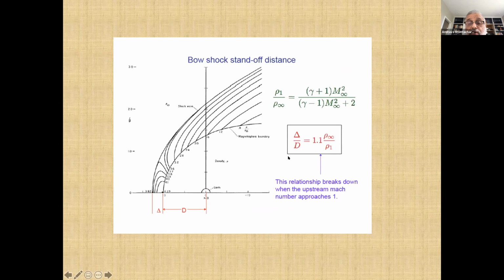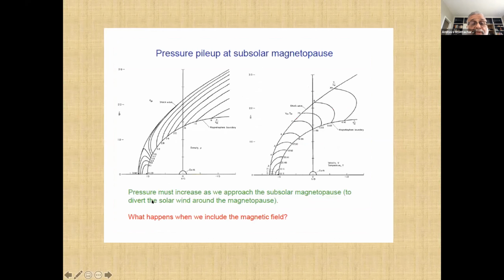Remember, the Chapman-Ferraro theory, or Chapman-Ferraro-like models, are models derived under strict approximations. Nonetheless, it's amazing how good they are. This happens to break down when the upstream Mach number approaches 1. So that's not bad at all, for the fact that when you get the large Mach number limit, you still have a number that's pretty good. And there's a pressure pileup. Pressure must increase as we approach the subsolar magnetopause. The subsolar point is this point here. And this is where the solar wind gets diverted.